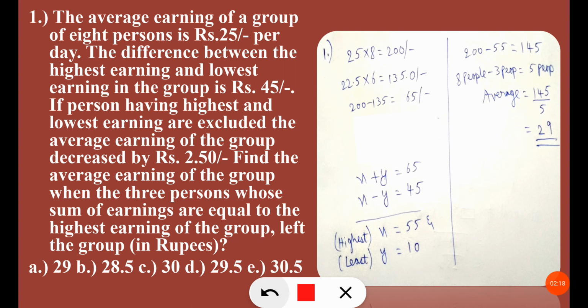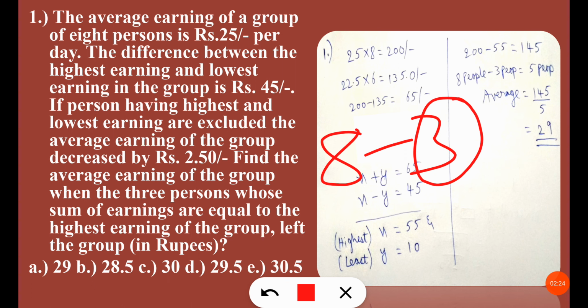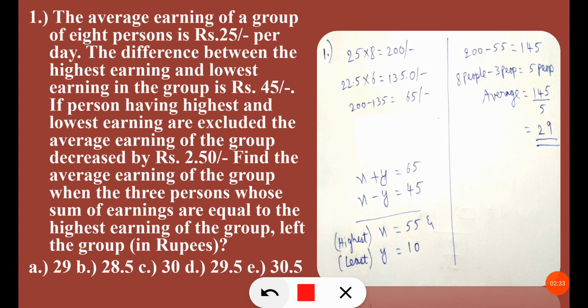Next, in this group of 8 people, 3 people have left the group. Their sum is equal to the highest earning person. That means if we add the incomes of these 3 people, it equals 55 rupees. That means 200 minus 55 equals 145 rupees. And among 8 people, 3 people have left, so the number of people will be 5. Therefore, the new average becomes 145 by 5, equal to 29 rupees. Option A is the correct answer.